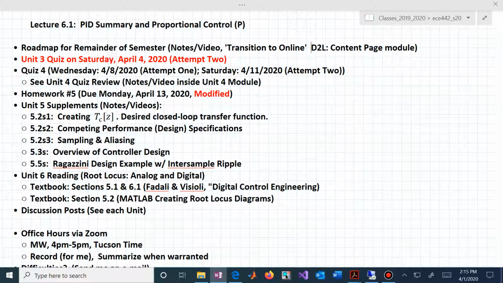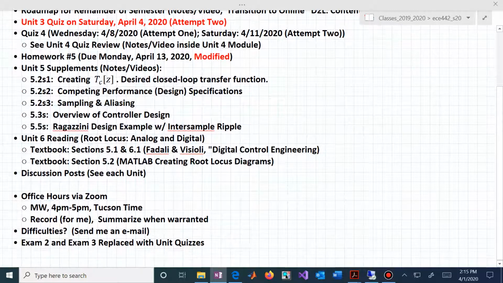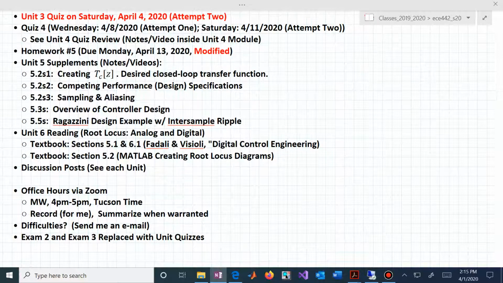Homework 5, there's a lot of different numbers to keep track of. Again, this is the beginning of Unit 6, but Homework 5, the due date for that homework assignment has been extended a week. It's been modified to Monday, April 13th. And you will find some supplements for Unit 5 material that you might want to refer to.